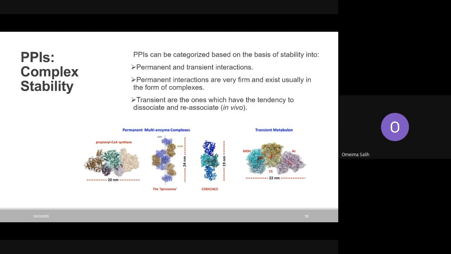Again, the stability defines the association as permanent or transient. So permanent interactions are very firm, exist usually in the form of complexes, and they tend to interact with each other in strong bonding types. Transient ones have the tendency to dissociate and reassociate again in vivo. So they don't have very high binding affinity.